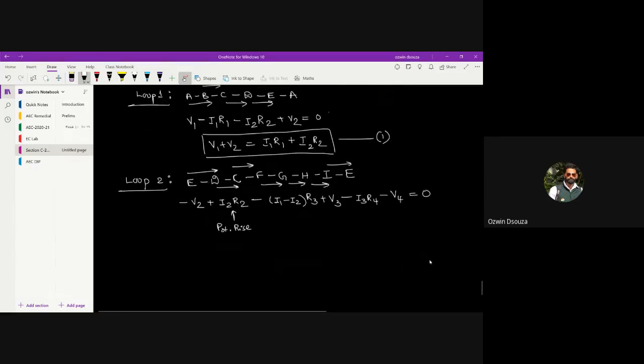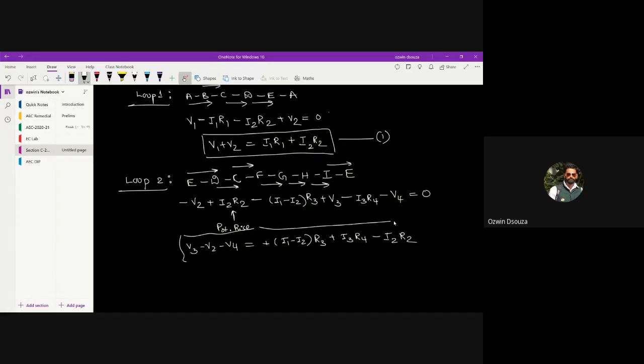Let me keep the EMFs on one side. So basically, I have V3, which is positive, minus V2 minus V4 is equal to, let me take all the potential drops onto the right hand side. So what do I have? I have plus I1 minus I2 into R3 plus I3 R4. And then when I bring this I2 R2 onto the right hand side, I get minus I2 into R2.